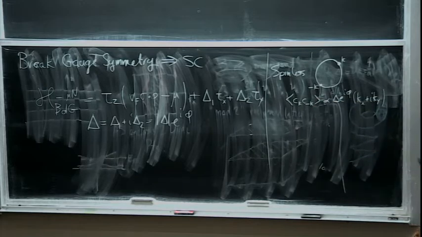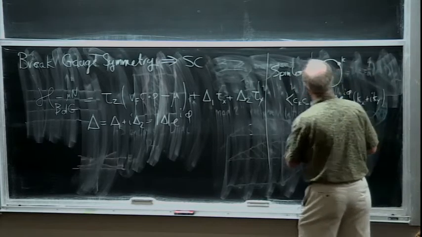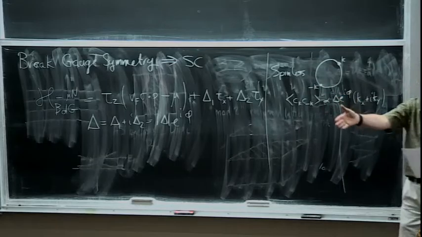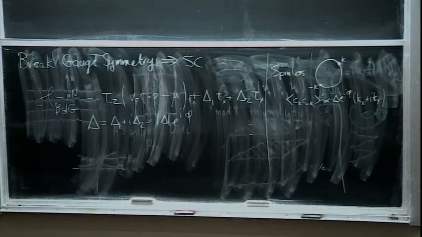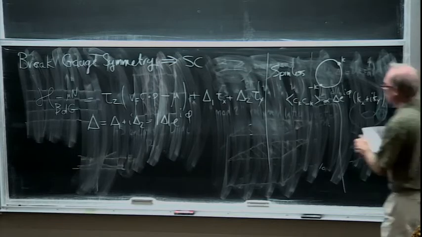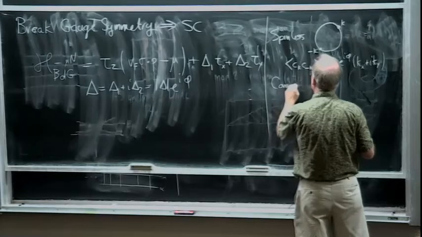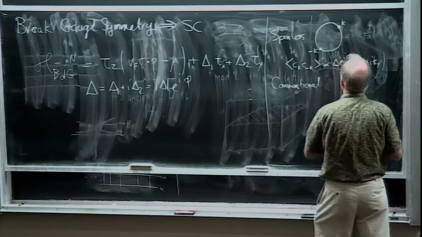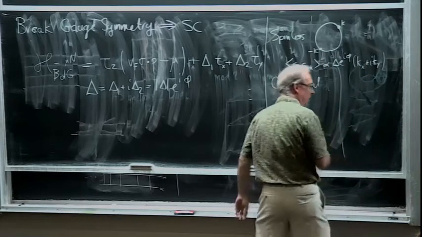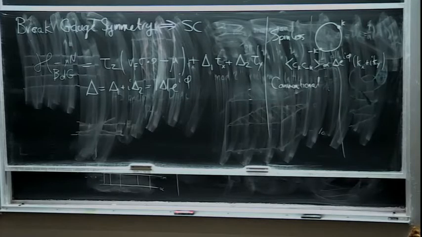Now, a conventional superconductor is different. So this superconductor has all the magic that Nick told you about, when you have a vortex, you get a Majorana mode. Okay, in a conventional superconductor you really have two Fermi surfaces. You have a Fermi surface for the up spins, and you have a Fermi surface for the down spins.